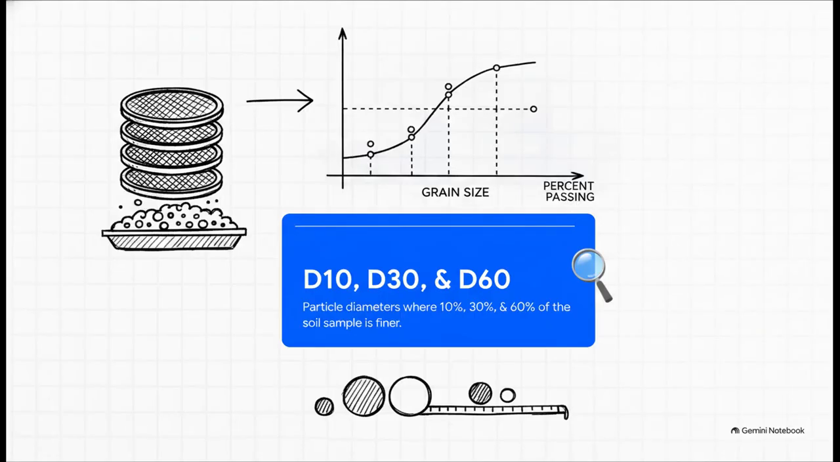Once you calculate the cumulative percentage passing for each sieve, you're going to plot a semi-logarithmic graph. Grain size goes on the logarithmic x-axis and percent passing on the y-axis. From this curve, you need to extract D10, D30, and D60. And listen, these aren't just arbitrary numbers to write down. They represent the exact particle diameter where 10%, 30%, and 60% of the soil sample is finer. They are the vital metrics that dictate the fundamental grading profile of your entire soil sample.